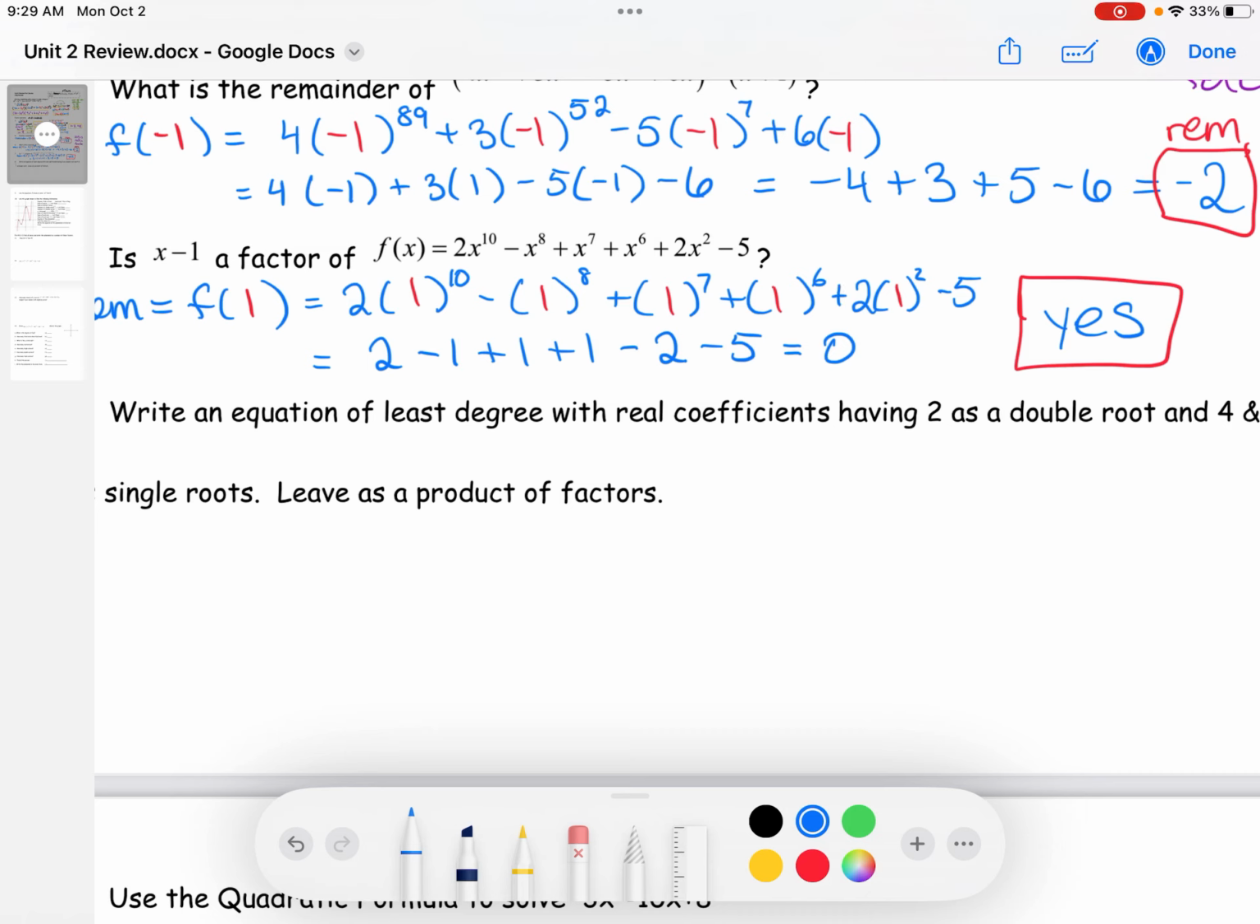Time out, guys. I wrote something down wrong. This is a plus 2 times 1. I knew that looked wrong. That is a plus. I missed that plus sign. All right, so now this really does look like it adds up to 0. We have positive 2 plus 1 plus 1 plus 2. That's positive 6. Then minus 1 minus 5 really is 0. So yes, this is a factor.